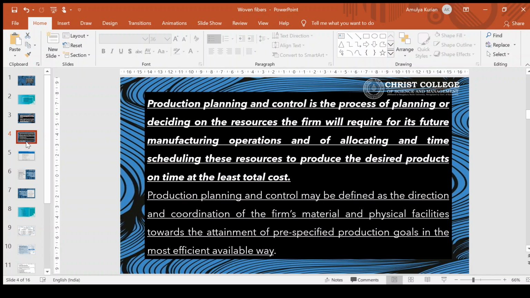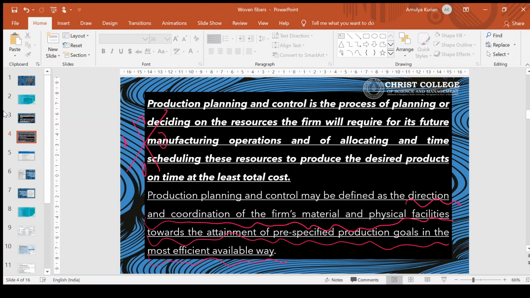It can also be defined as the direction and coordination of the firm's material and physical facilities towards the attainment of pre-specified production goals in the most efficient available manner. So, this definition is important in terms of your exam, and I hope you understood what is production planning and control.